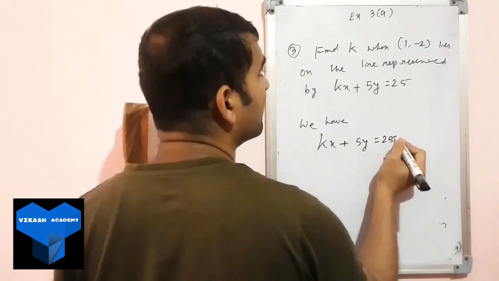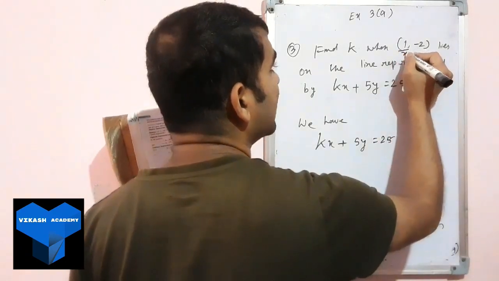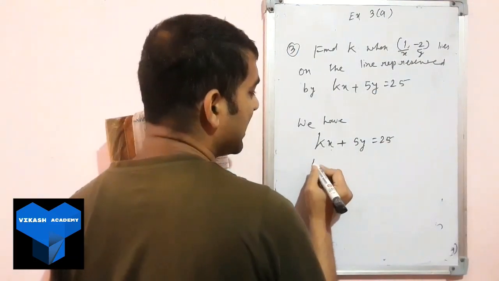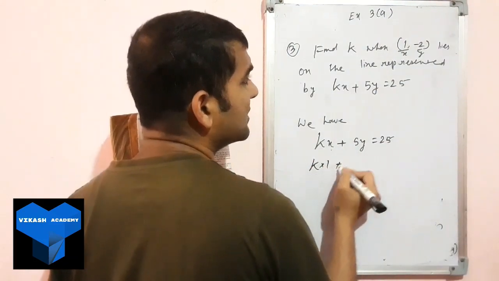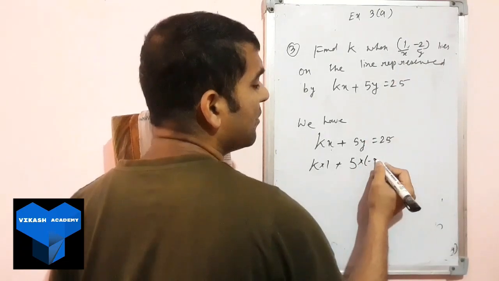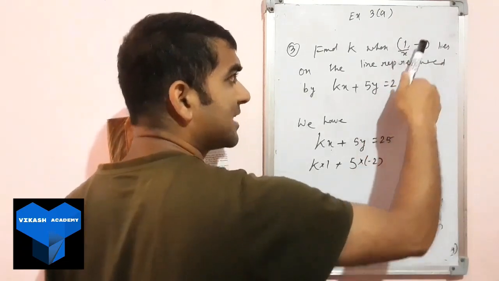So see, by looking, this is the value of x and this is the value of y. So put this value. x is k into 1, plus 5 into y, which is minus 2. Always the first value we take as x, the second value we take as y.